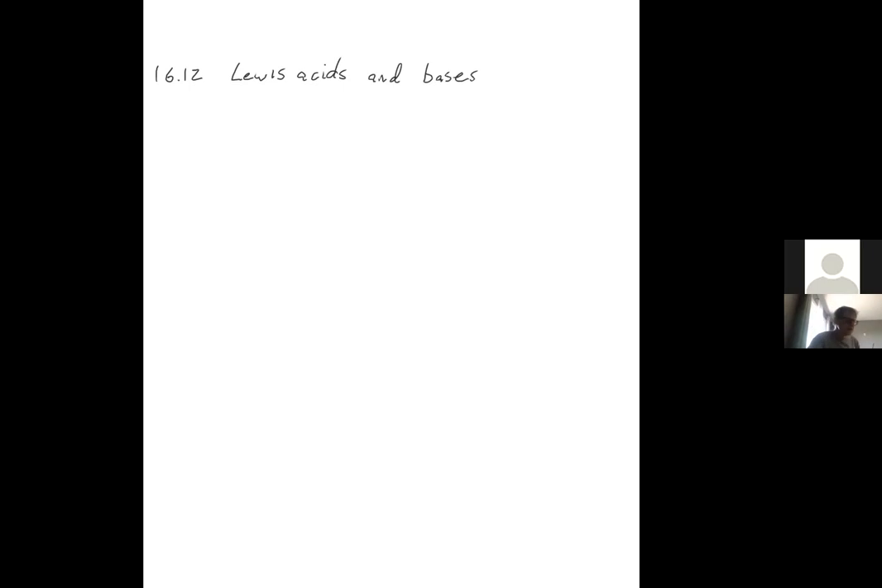So the idea of Lewis acids and bases is different from either the Bronsted-Lowry model, which discusses the transfer of a proton from one reactant to another, or the Arrhenius model, which discusses the production of a hydrogen ion or a hydroxide ion in water. The Lewis acid-base model is based on the idea of Lewis structures.